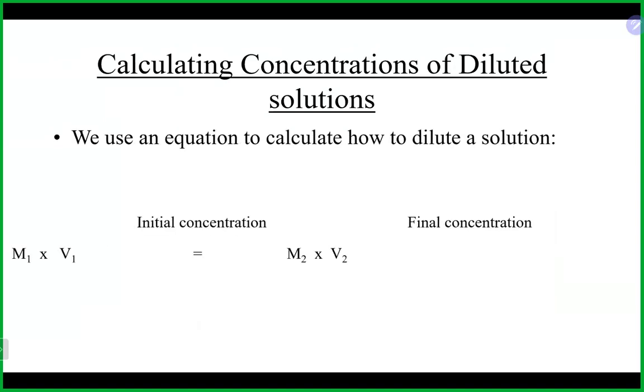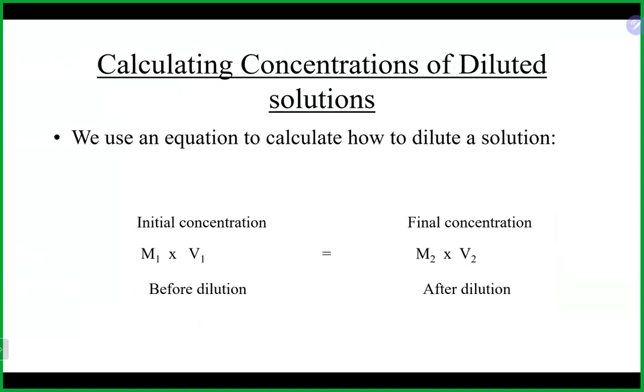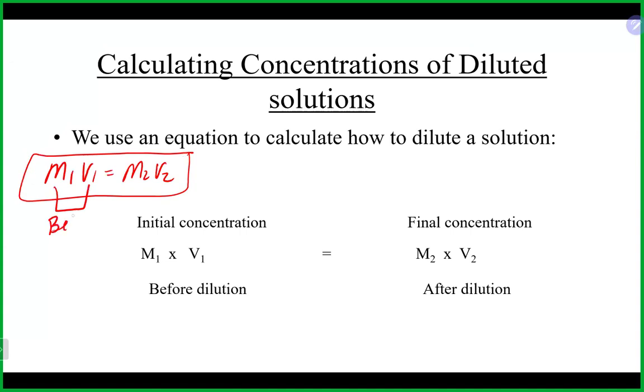There is a formula that is used to calculate dilutions, and most people will use this formula here, which is M1V1 equals M2V2. The first side is usually before the dilution, so the more concentrated solution. The second side is usually after the dilution. That M is molarity on both sides, and the V is volume on both sides.